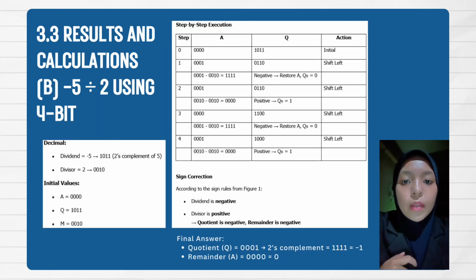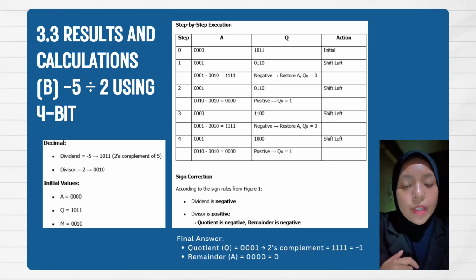Now let's look at part B, dividing negative 5 by 2. Negative 5 is 1, 0, 1, 1 in 2's complement and 2 is 0, 0, 1, 0. So the initial setup: A equals 0, 0, 0, 0, Q equals 1, 0, 1, 1, M equals 0, 0, 1, 0. In this case, step 1, A becomes negative after subtraction, so restore A.